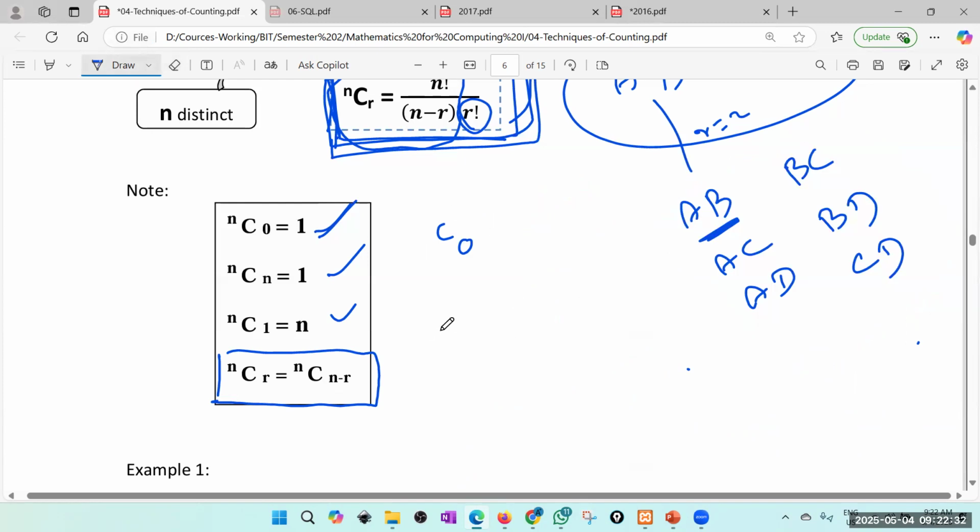For example, if I have n equal 5, R equal 3, that is 5C3 equals 5C2. This is 5 minus 3. So remember, 5C3 equals 5C2.